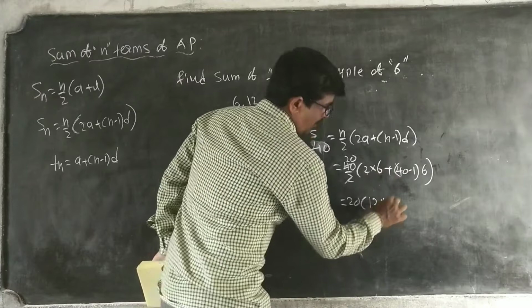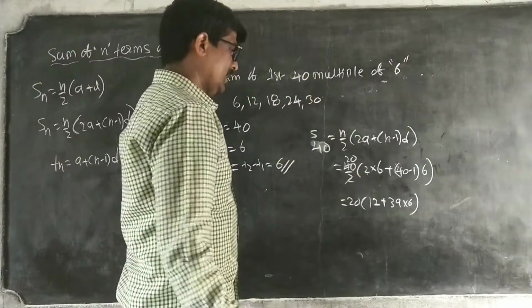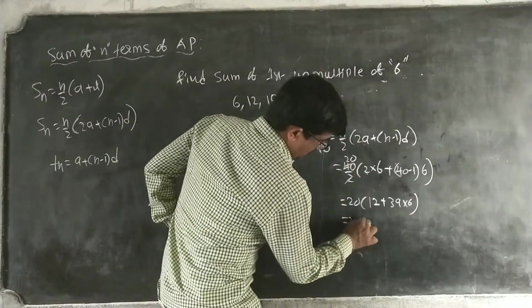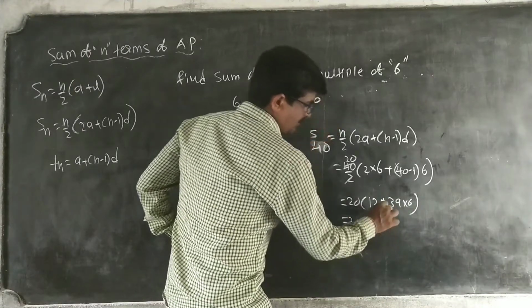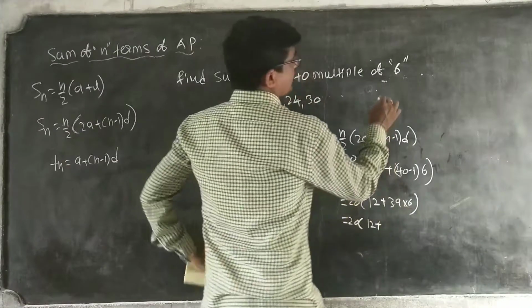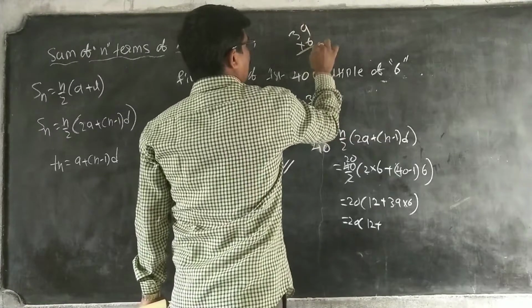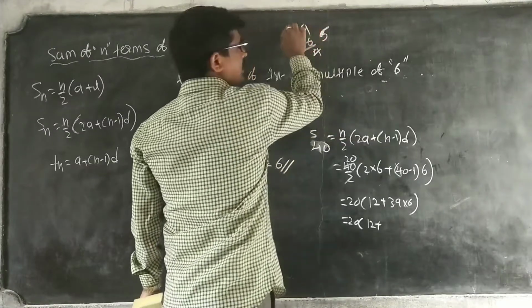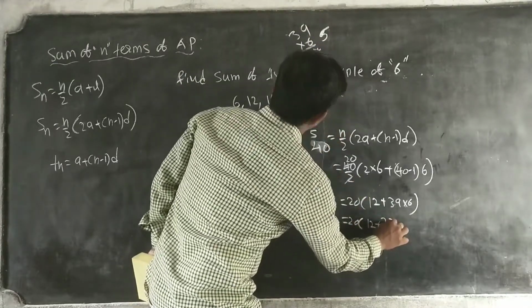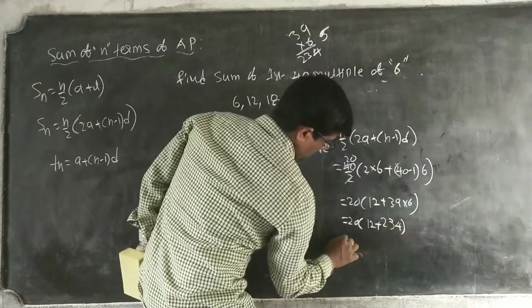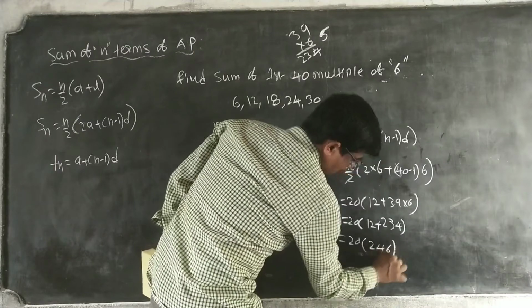So 20 into 12 plus 39 into 6. 39 sixes are 234. 234 plus 12 is 246, so that is 20 into 246.